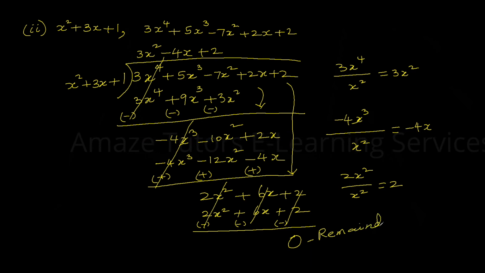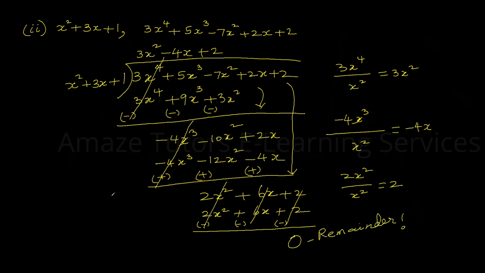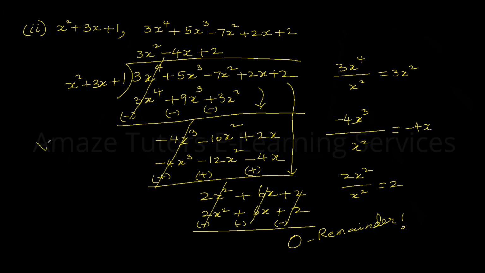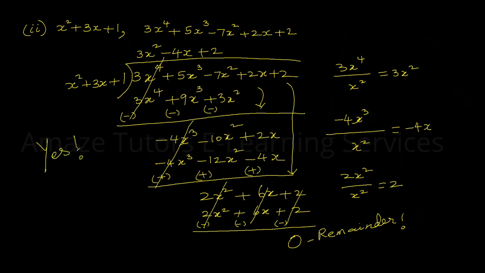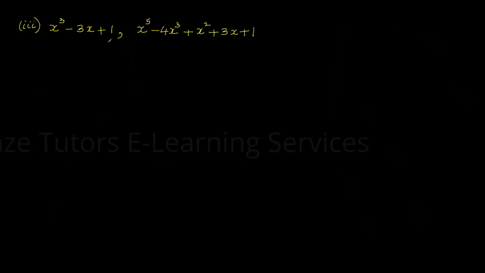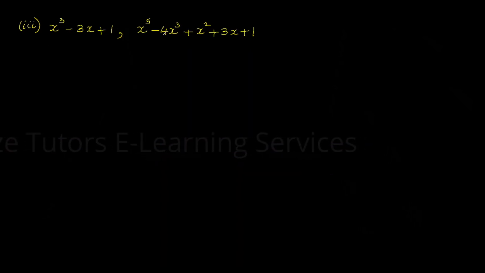So, as the remainder is 0, what can we conclude? What can we tell about the factors? Obviously, again, yes. The first polynomial is the factor of the second polynomial. I hope you are following, students. Shall we do the third part of the question? The final part. Same instruction.